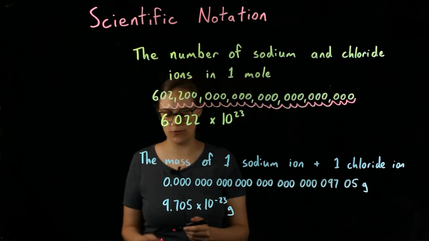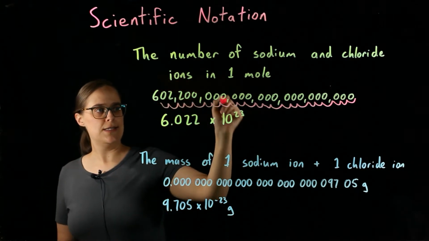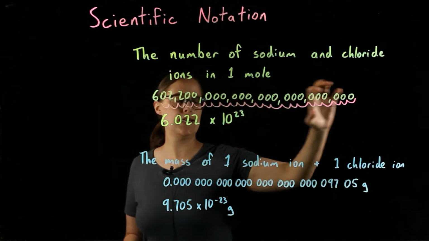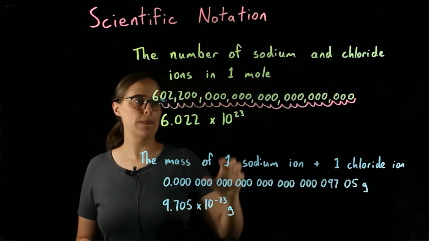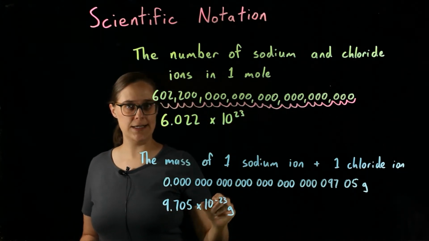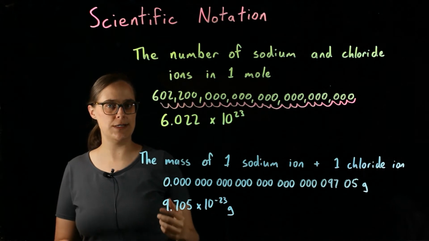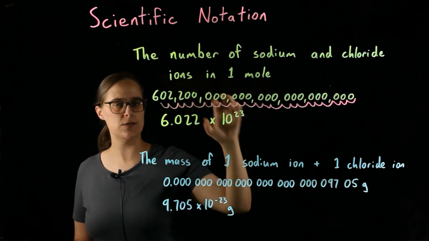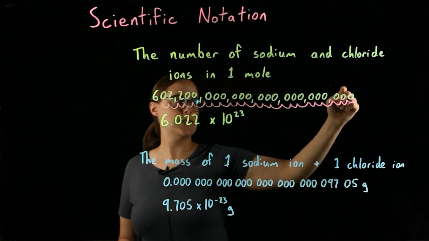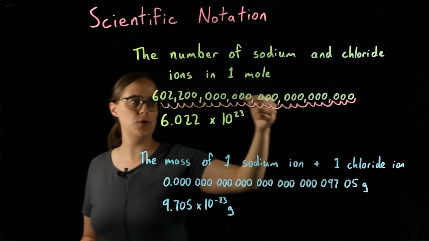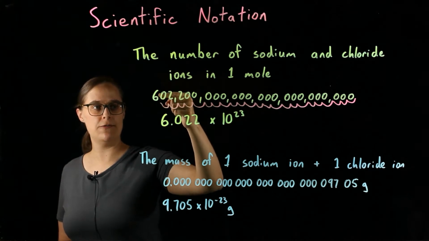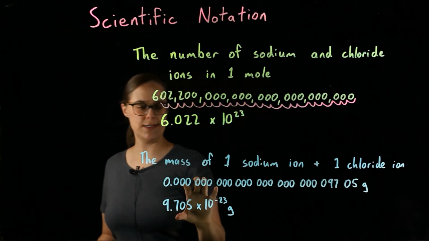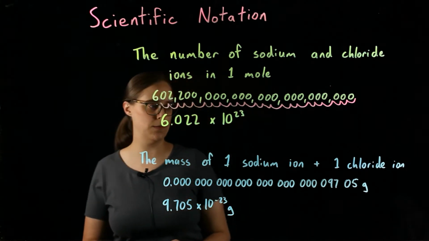So this is 23. The reason that this is a positive 23 and not a negative 23 is that this is a huge, huge number. The positive versus negative is telling us which direction the decimal point needed to be moved in. So positive exponents are always large numbers. So this is a large number. We needed to move the decimal point to the left in order to convert it into scientific notation. Now let's look at this second example, our tiny number.